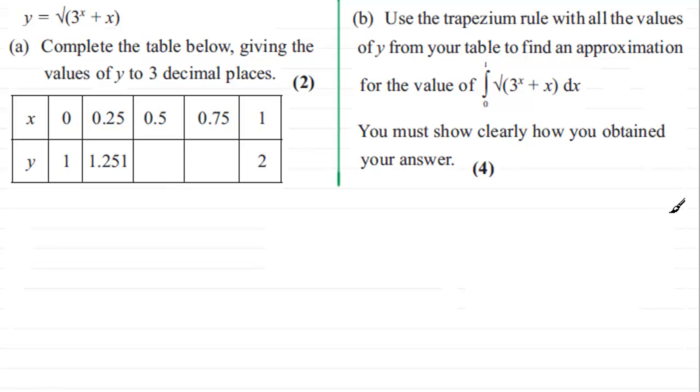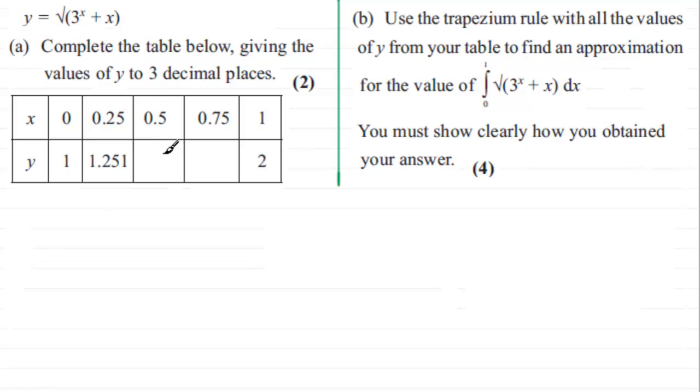So what we've got here is the equation y equals the root of 3 to the power x plus x. First of all, we've got to complete the table below, giving the values of y to 3 decimal places. So all you've got to do is substitute 0.5 and 0.75 for x into this equation. It's always a good idea to check one of these values, just so that you know everything's working okay. If you put 0.25 into your equation, check that you get 1.251 to 3 decimal places, then you'll know you're keying in the right values.